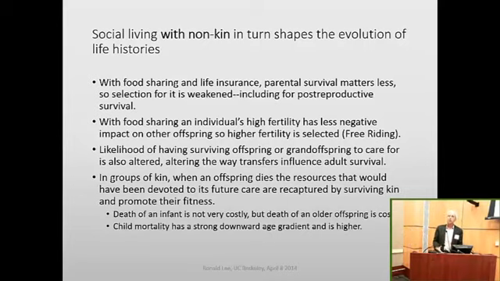And so it's very costly, and the selective force against infant and child mortality in that social setting is going to be higher. Okay, I think that's what I wanted to say about that.